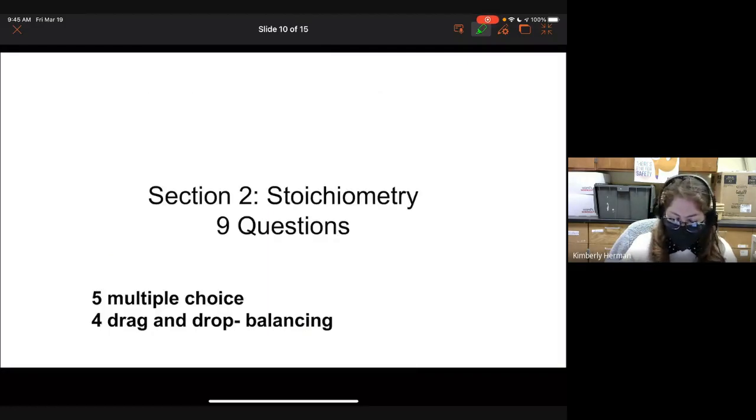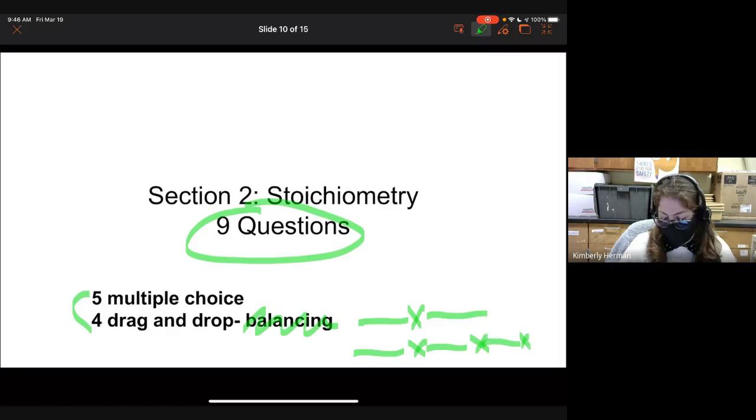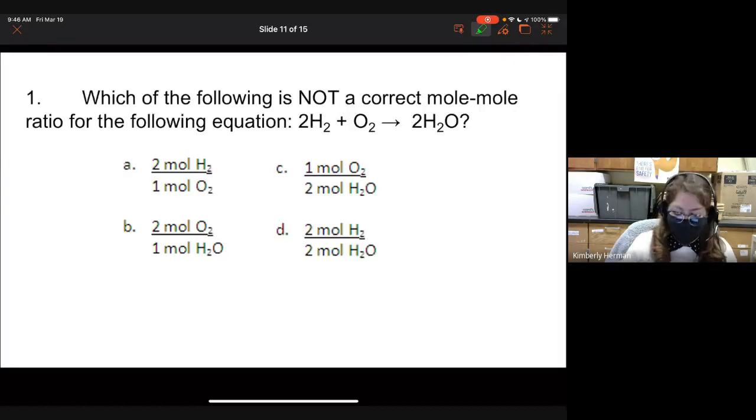Okay, section number 2, 9 questions, 5 multiple choice, and 4 drag and drop. Not balancing for this one, it's going to be mole to mole, and then a gram to gram conversion for it on stoichiometry. Okay, which of the following is not the correct mole to mole ratio?